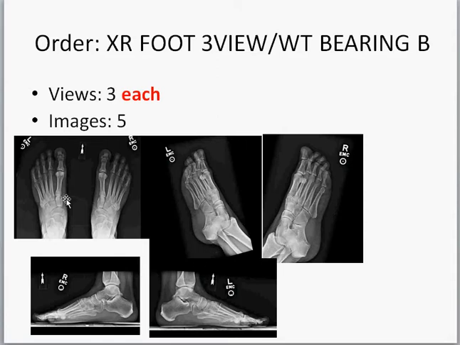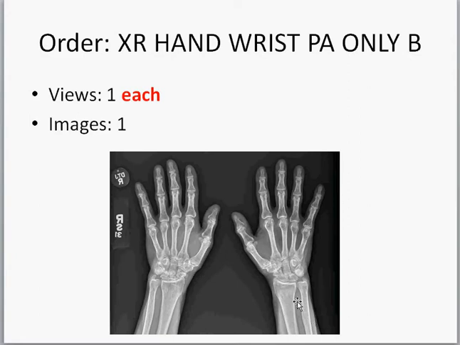Same thing with the feet. In this case, both feet are included on one image, but they each count as a separate view of each side. So 1, 2, 3 views of this side, 1, 2, 3 views of that side, 3 views each, 1, 2, 3, 4, 5 image files. This doesn't really matter how you bill it, but technically it would be 1 view of each side.